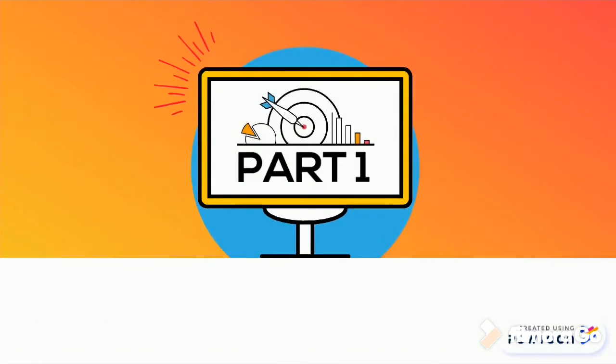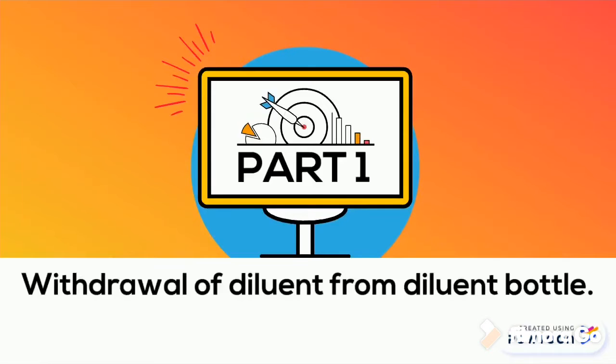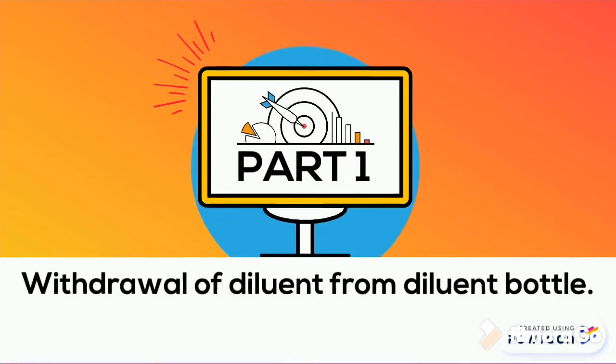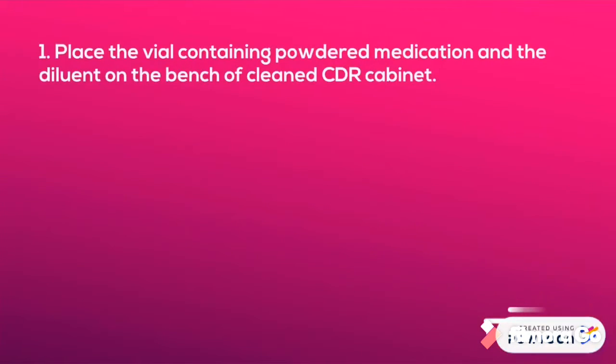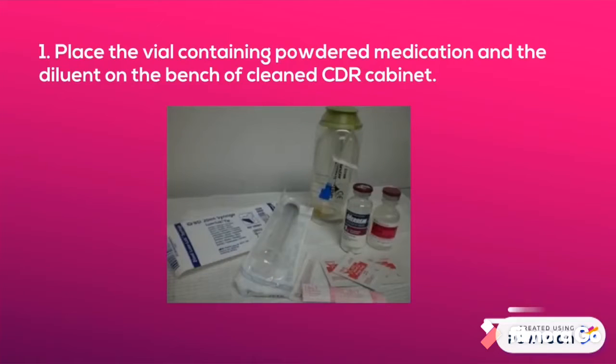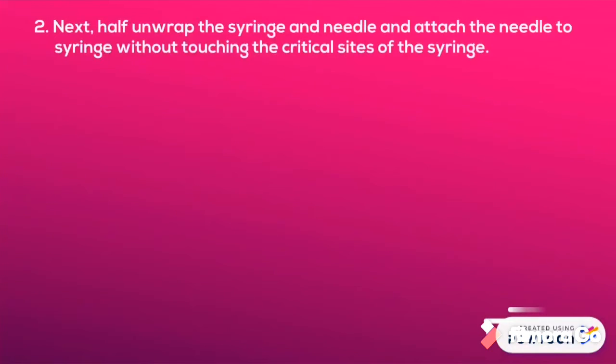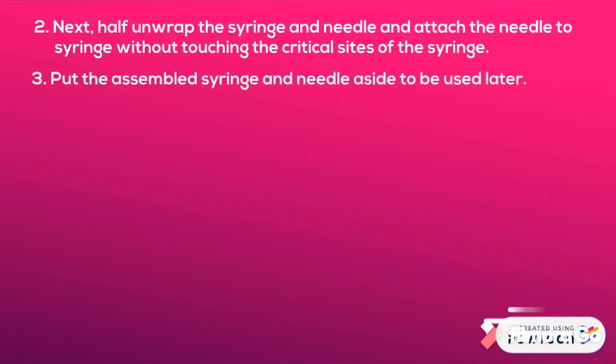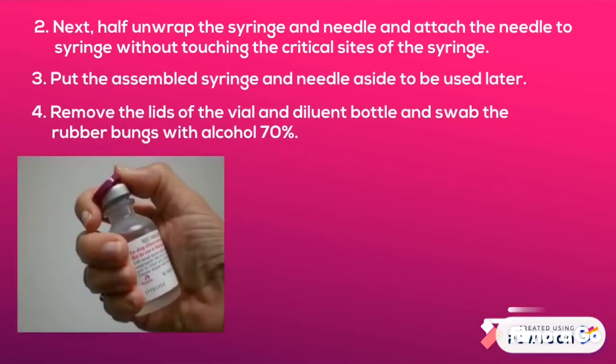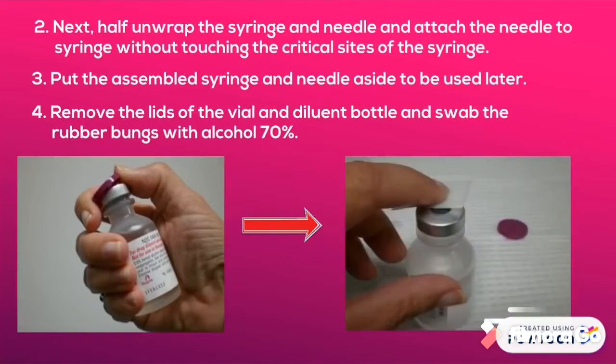Part 1. Withdrawal of diluent from diluent bottle. Place the vial containing powdered medication and the diluent on the bench of clean CDR cabinet. Next, half unwrap the syringe and needle and attach the needle to syringe without touching the critical sites of the syringe. Put the assembled syringe and needle aside to be used later. Remove the lids of the vial and diluent bottle and swab the rubber bands with alcohol 70%.